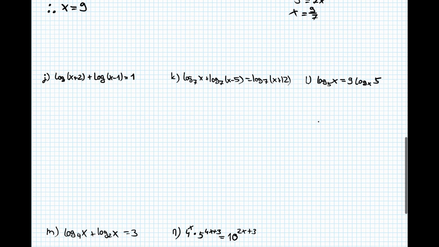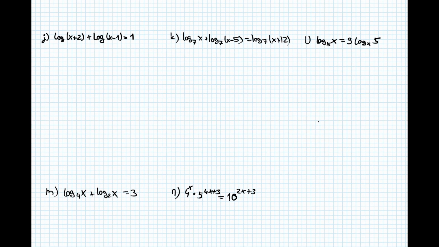Alright. We have 3 more examples. They just have log, so that's automatically base 10. So we can combine these terms again. That will be log of x plus 2 times x minus 1, because they're added together, equals 1.